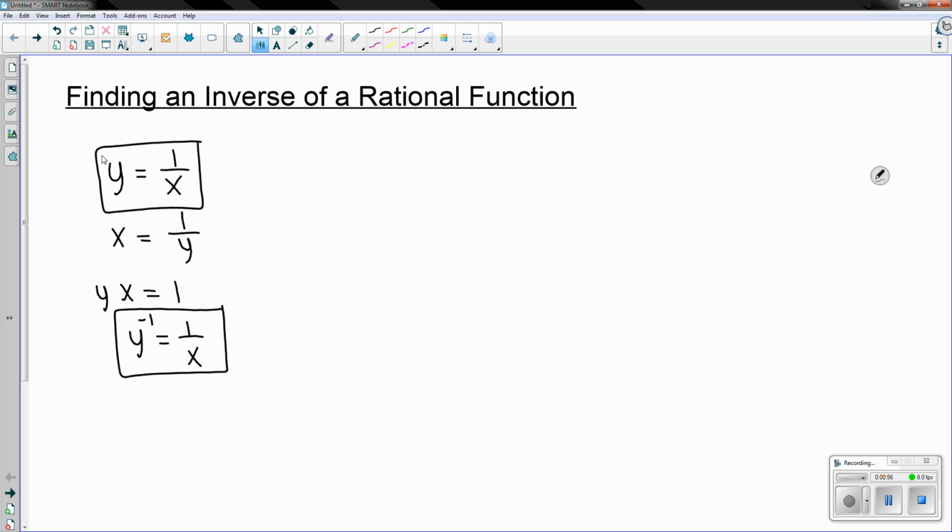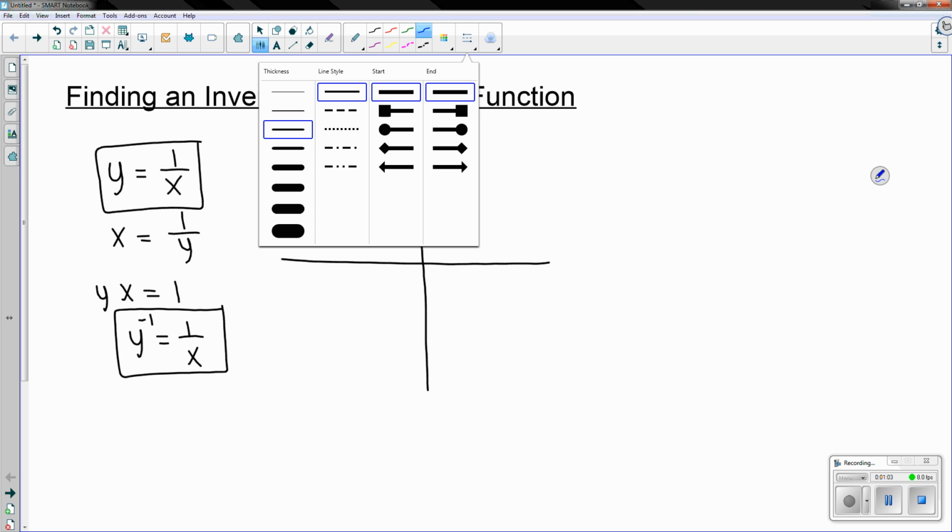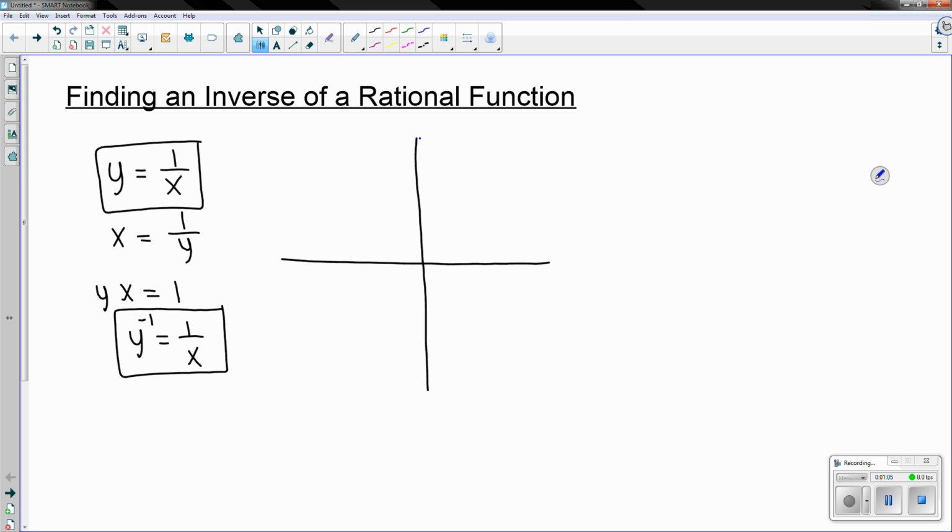Now the algebra supports that, but let's confirm through the visual. So we know 1 over x looks like the following. We have a vertical asymptote at the y-axis and a horizontal asymptote at the x-axis. And we have that piece in quadrant 1, and then we have a second piece in quadrant 3 that aligns with those asymptotes as well.